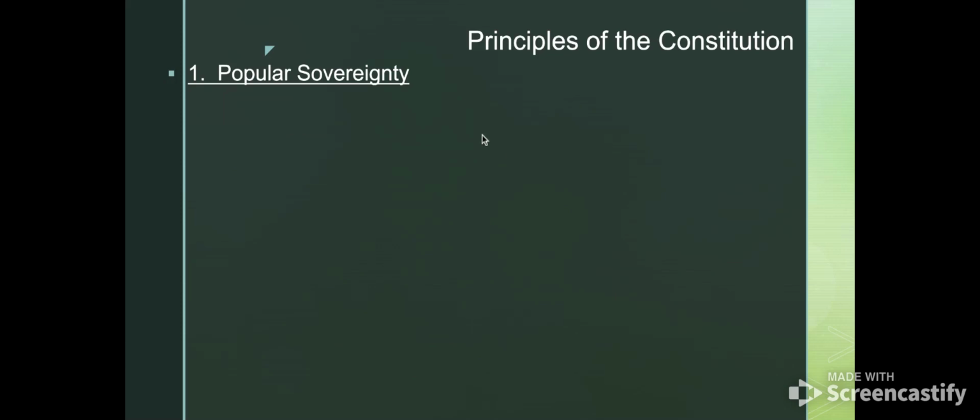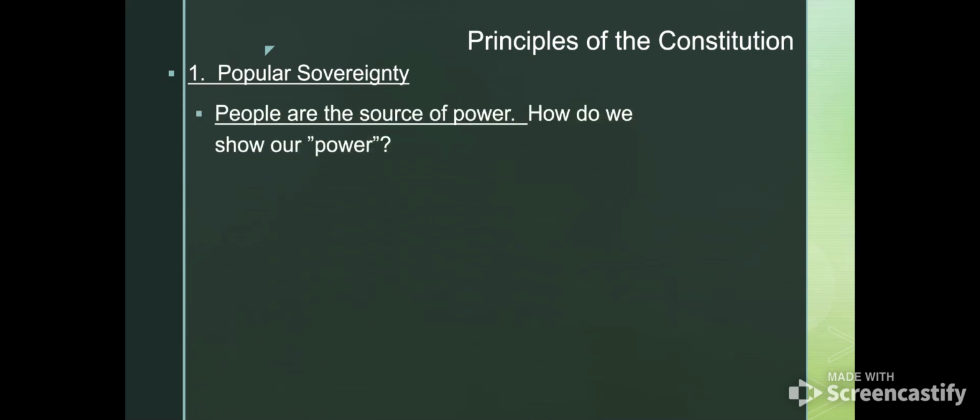First one, there's 5 of them total. Some of these I've mentioned in class, some of them I have not. Number 1 is popular sovereignty. Popular sovereignty simply means people are the source of power. So I'll say this another way. The government gets its power through the people.